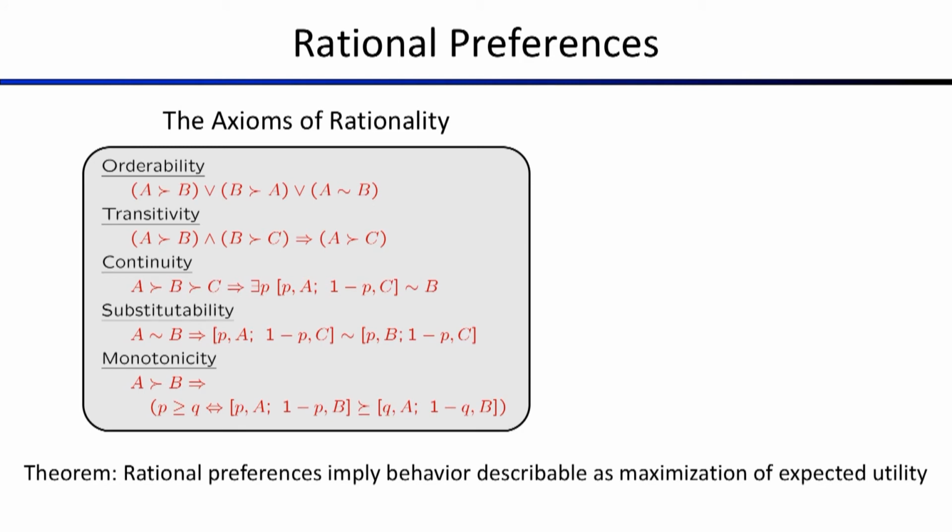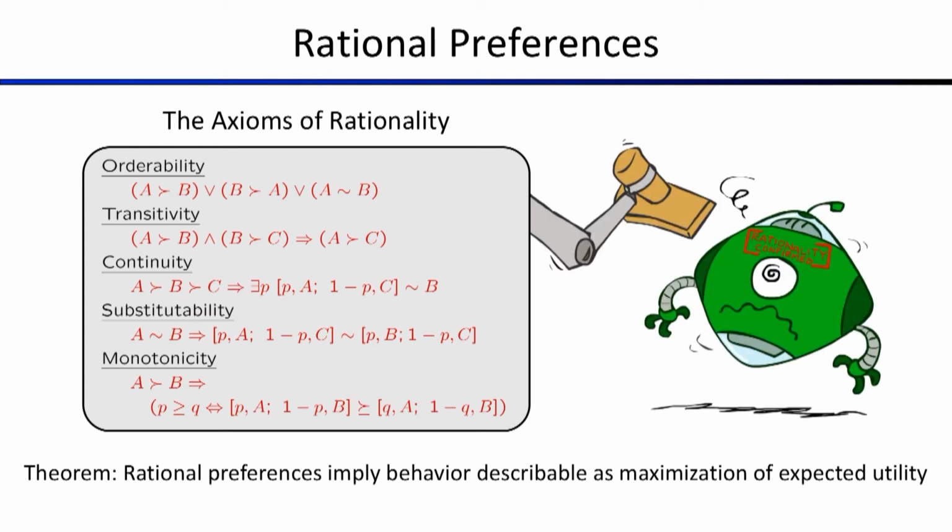There's a theorem that says if you have these preferences and you behave according to those preferences, then your behavior is also describable as maximizing expected utility. So you're approved as a rational robot. Let's make this a little more concrete rather than just a stamp.